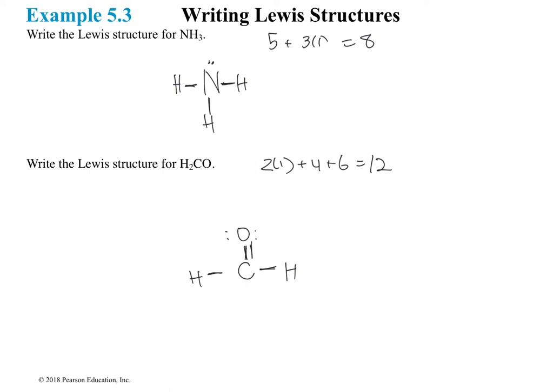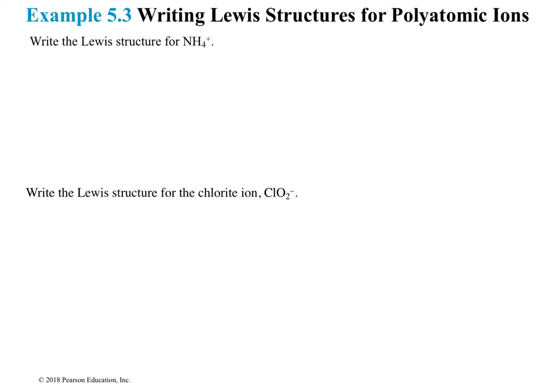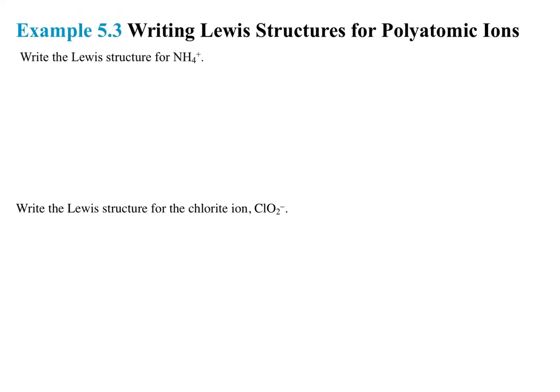Okay, now everybody's happy. With ammonium, I have 5 plus now 4 times 1, minus 1, because this plus means I'm taking away an electron, so 8. So I'll fill in, plus 4, 2, 4, 6, 8. Oh, that's done.